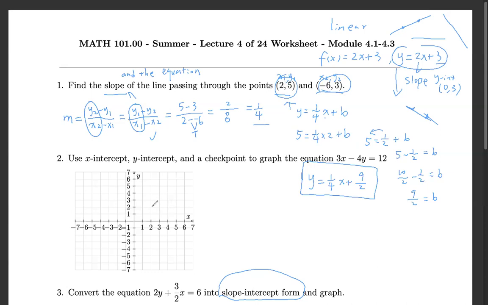If I graph it here, (2, 5) is this point, then (-6, 3) goes here. So the line will be this one crossing those 2 points. And this equation is the algebraic expression of this line. Okay, that's the first one.